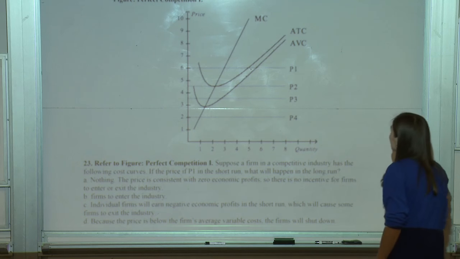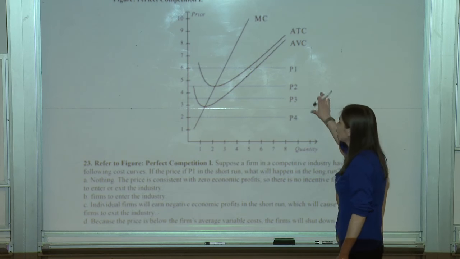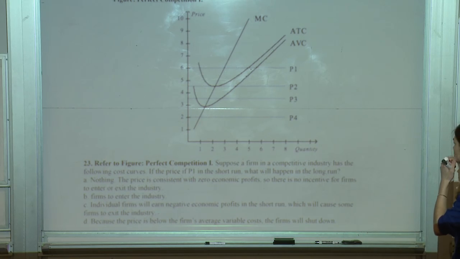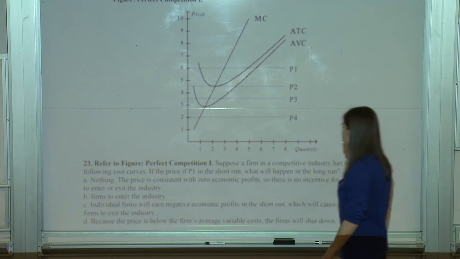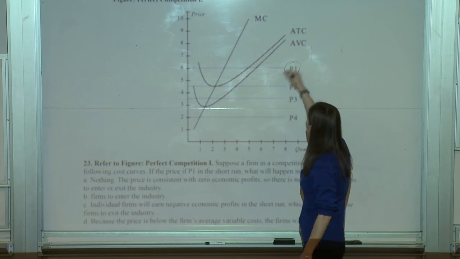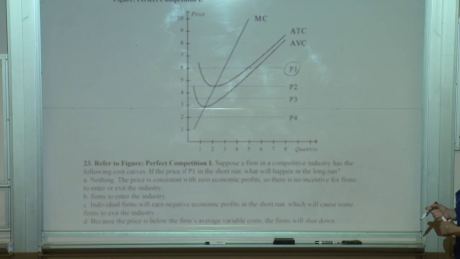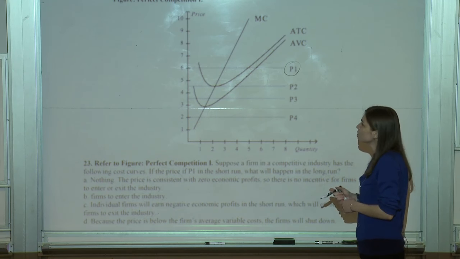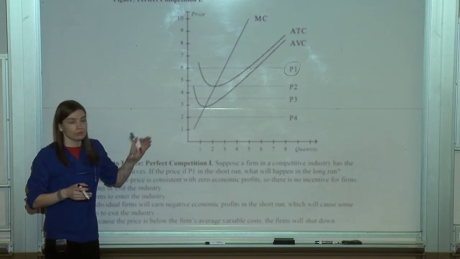Okay. So we have the marginal cost, average total, average variable for perfect competition. All right? It's perfect competition. If the price is P1 in the short run, what will happen in the long run? All right, so the price is P1, the price is $6. This is the short run. What's going on with those firms? What are they doing?